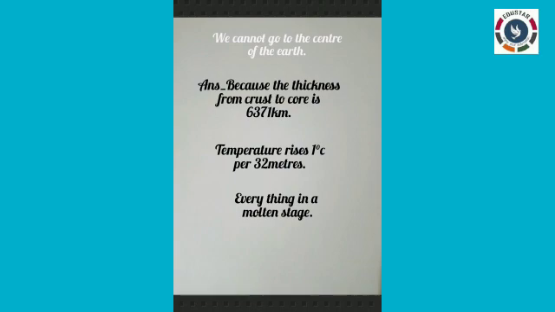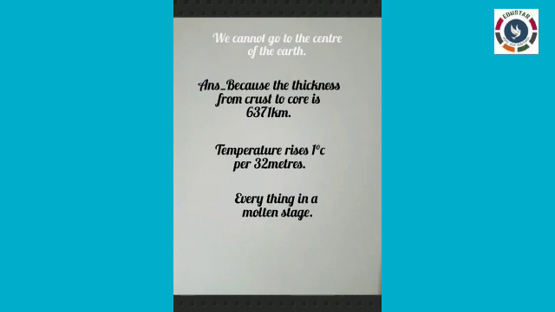See, because the thickness from the crust to core is 6371 kilometer. Temperature rises 1 degree Celsius per 32 meters. Everything is in a molten stage. So this is the reason why we cannot go to the center of the earth. Is it clear, children?